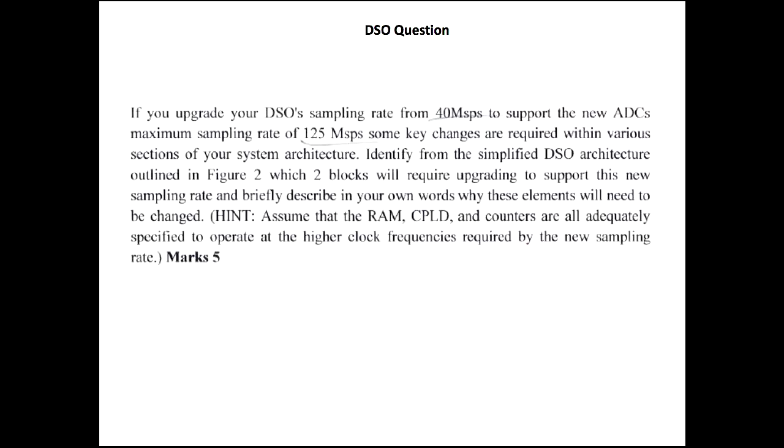Obviously you have to do a lot of modification, but we already said we have the digital part ready. RAM, CPLD, counters, all are specified, and they can handle 125 mega samples per second. So now you got the hint. You have to modify the front end. And in the front end, what will you modify? If you write BNC, that's not the correct answer. Then what are the things you will be modifying?